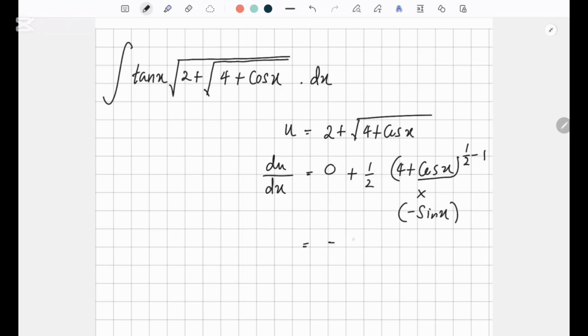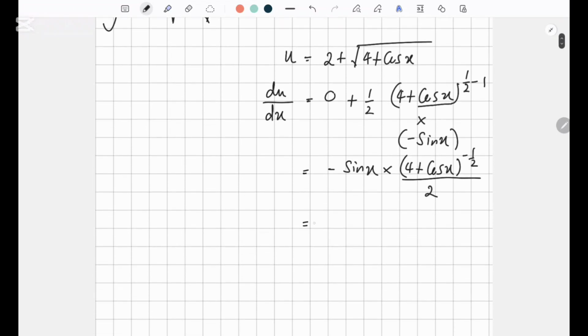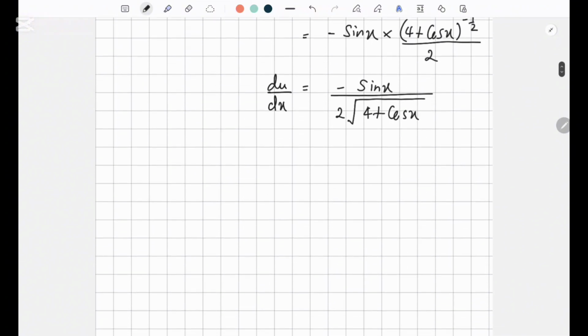So your answer is minus sin x into 4 plus cos x to the power half minus half over 2, right? You can write it like that, but simplifying it further, you can write this as minus sin x over 2 root 4 plus cos x, right? So this is du over dx. Now let's make the substitution.